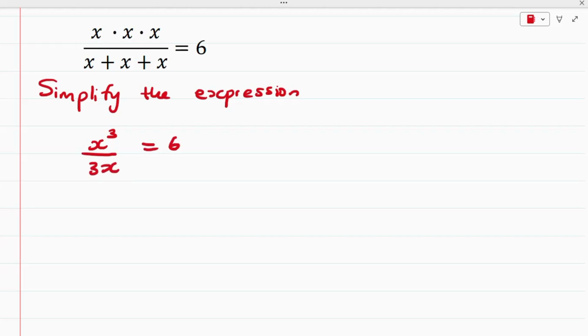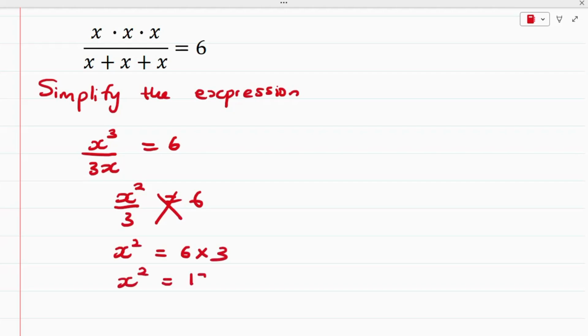Now we can easily divide this. If x is going to cancel out x right here, we have x squared over 3 is equal to 6. So you cross multiply and we have x squared is equal to 6 times 3, and x squared is equal to 18.